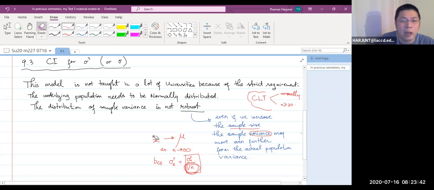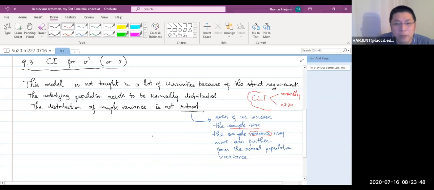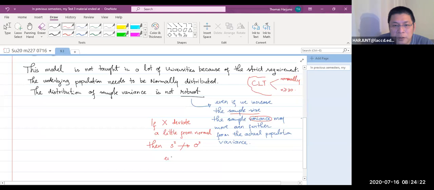Now, what happens is the following. If the x deviates just a little bit from normality, from the normal distribution, then the sample variance will not go to the population variance even if we increase the sample size.